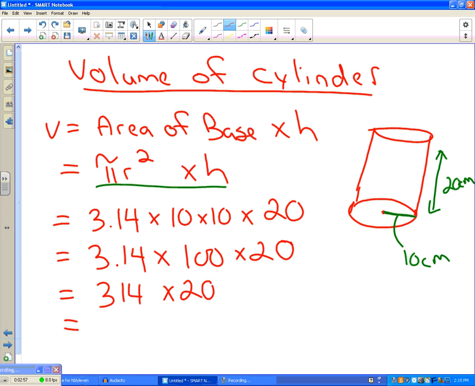314 times 20 is 6,280. So we have 6,280 centimeters, not squared, but cubed, because when we're talking about volume, we're always talking about cubic measurements.